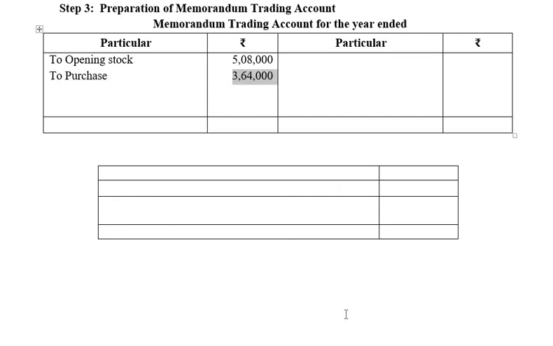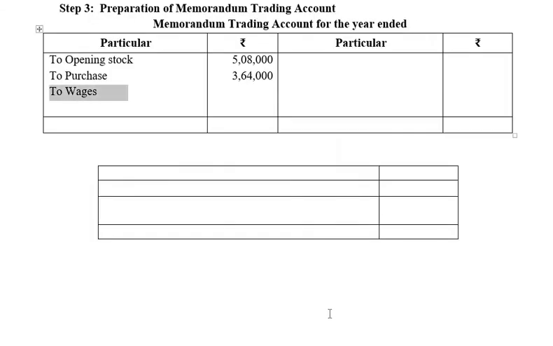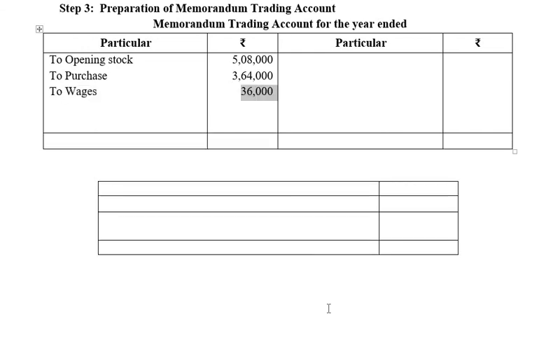So consider 3,64,000 rupees purchases. Next, wages. How much are the wages? The wages paid from 1st April 2014 are 36,000 rupees. So consider wages of 36,000 rupees.